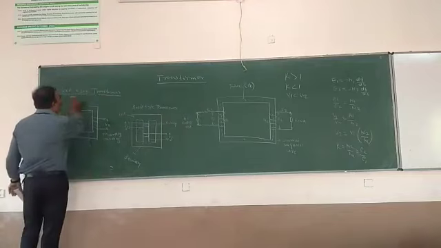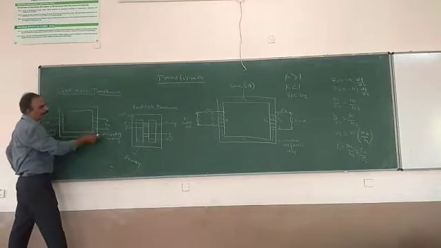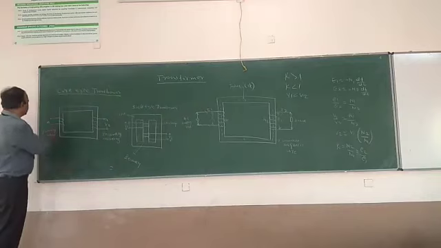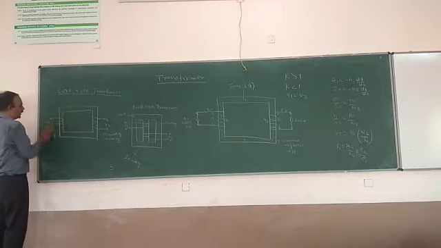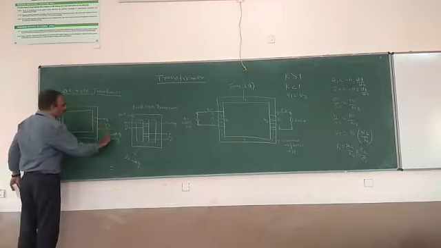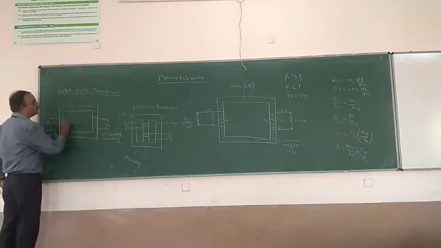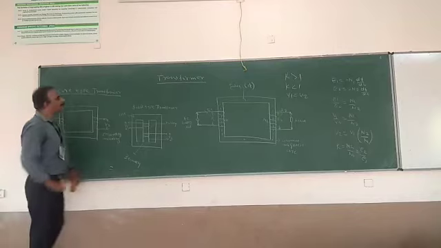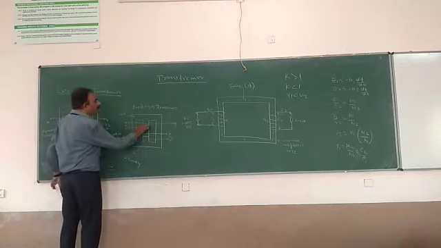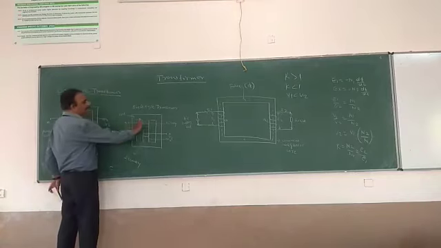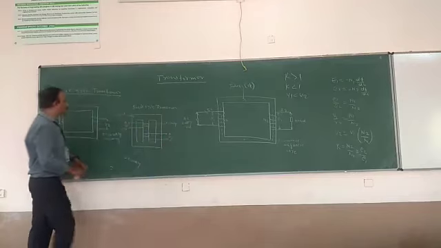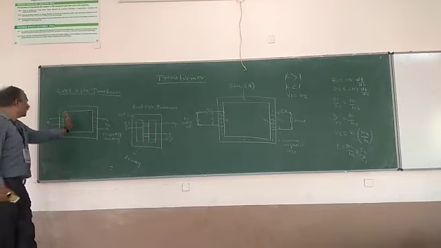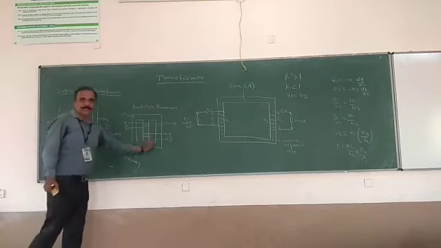Normally, one is the core type transformer and another is the shell type transformer. In the core type transformer, the core is surrounded by the winding. This V1 is the primary winding, V2 is the secondary winding. These windings are wound on opposite limbs of the transformer. In the shell type transformer, the windings are on the central limb. This is the primary winding, this is the secondary winding. This is V1, this is V2. Depending on the construction, we classify them as core type transformer or shell type transformer.